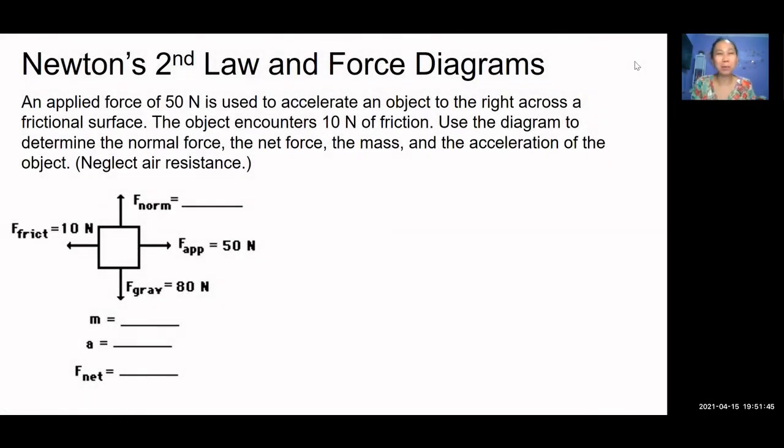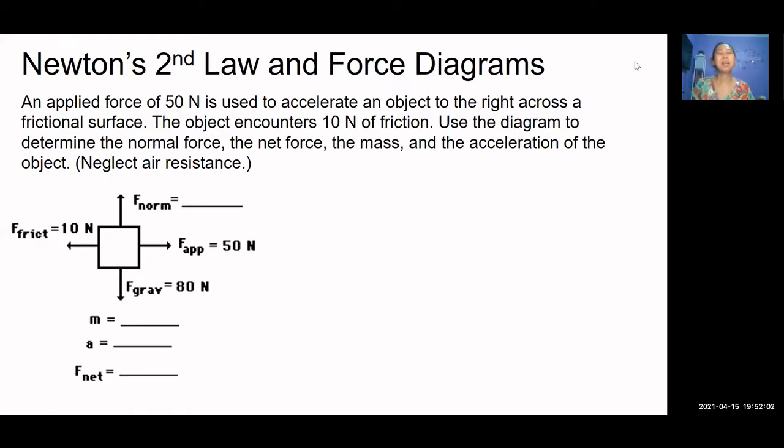So for my tutorial, tuturo ko sa inyo yung Newton's second law and force diagrams. So in my previous tutorial, tinuro ko doon kung paano mag-construct ng force diagram. So this time naman, i-apply naman natin siya sa word problems. And although meron na siyang mga prepared na force diagrams, at least mas maintindihan nyo kung paano ginamit yung force diagrams dito.